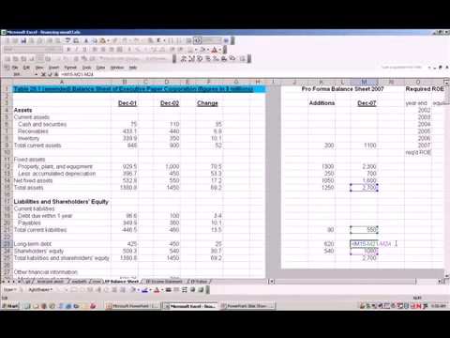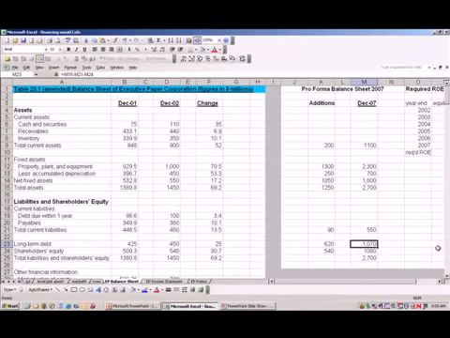So we have to finance $2.7 billion in assets, and we've already determined that we're going to do that partly with shareholders' equity in the amount of $1.08 billion, and partly in the form of current liabilities in the amount of $550 million. The rest is the $1.07 billion that we need in long-term debt.